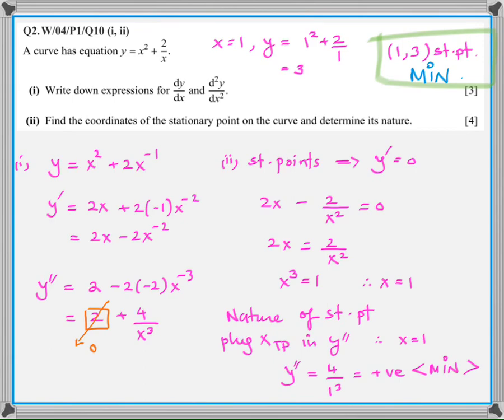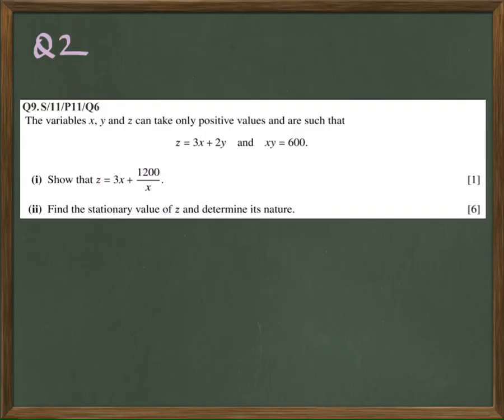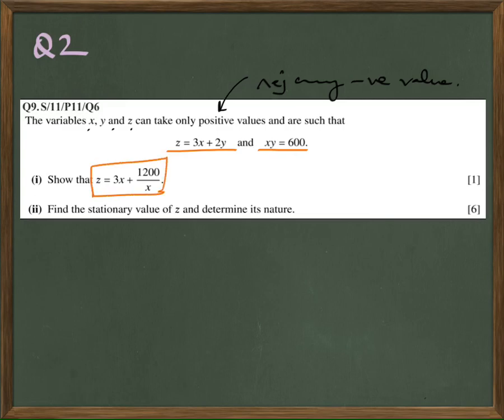Now that was the first question. Let's move to the second one. The variables x, y, and z can only take positive values. That means if you get hold of any negative value, right away reject them. So reject any negative value. Now it says x, y, z can take positive values such and such. There is an equation which relates x, y, and z. There is an equation which relates only x and y. Show that z is equals to 3x plus 1200 over x.